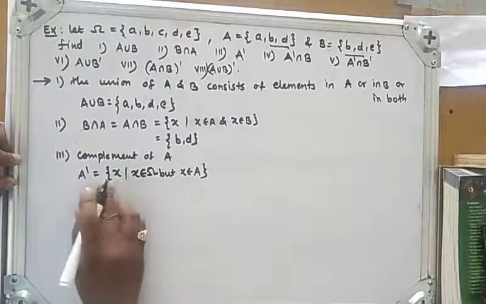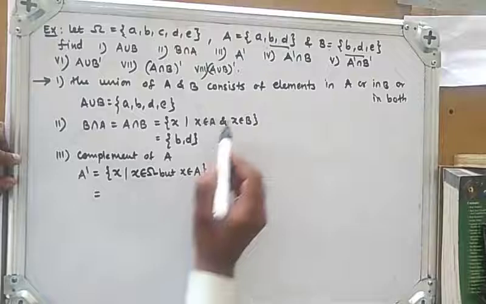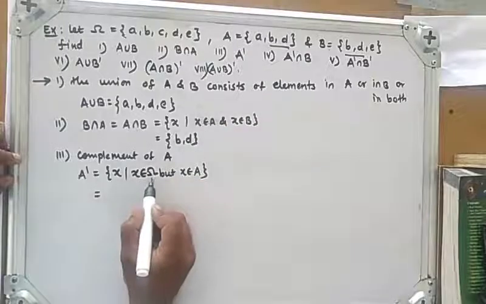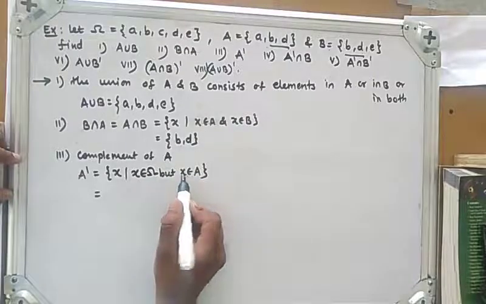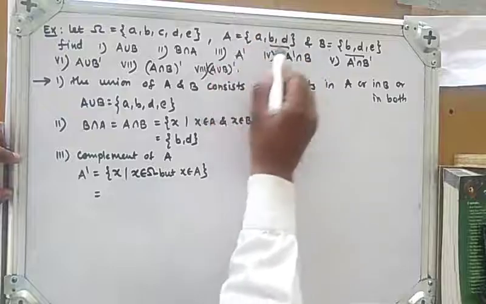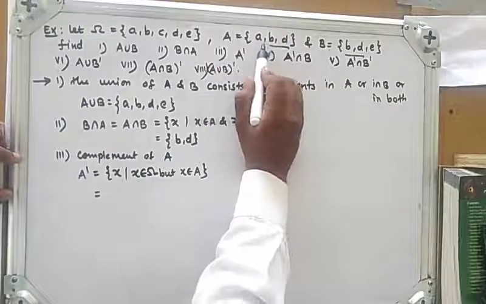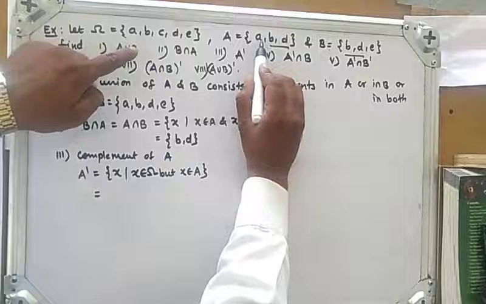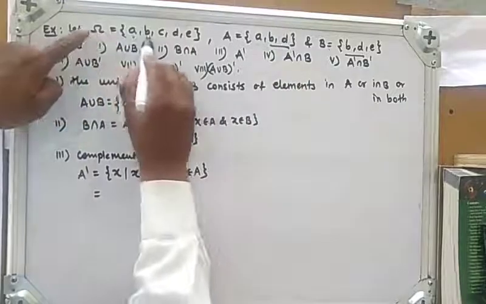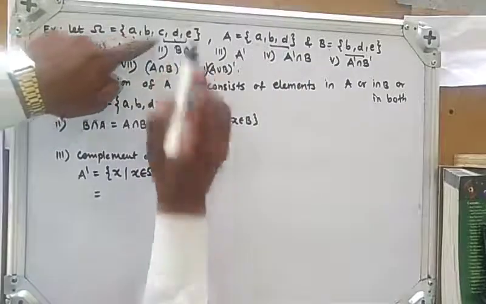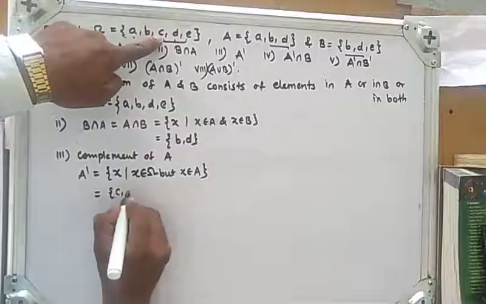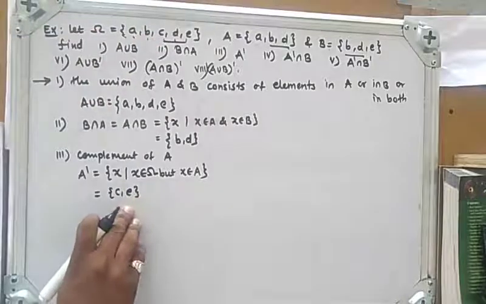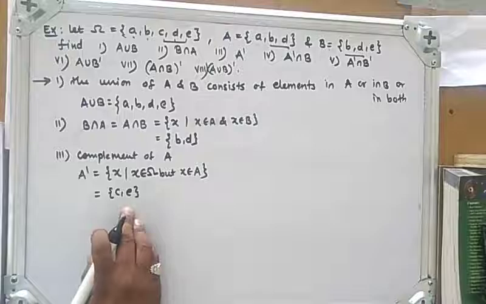So here A complement is equal to X belongs to omega, but X does not belong to A. Means what? The elements which do not belong to that set A. So, elements except A, B, D. So A, B and D are removed, and the remaining elements are only C and E. So C, E are the elements in A complement only, right?